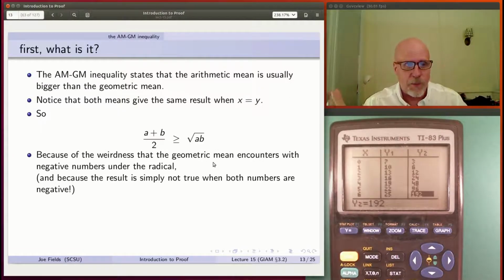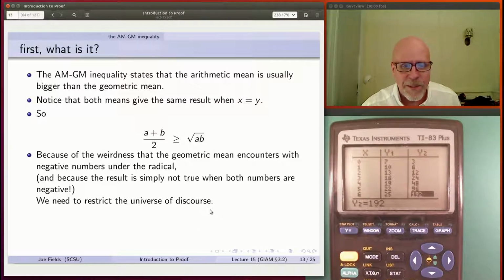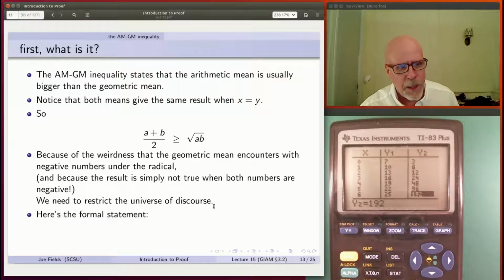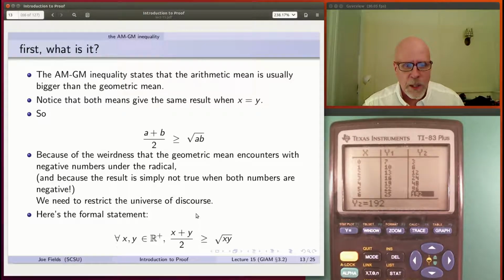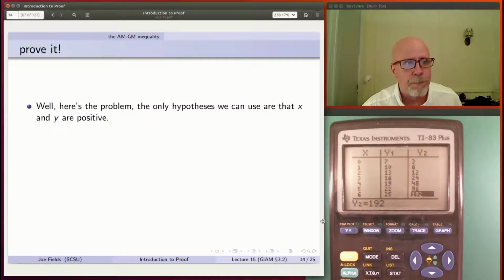It's sort of impossible to say when one of them is negative and the other not. So we restrict to positive real numbers. To put it formally, we restrict the universe of discourse. Here it is. Here's the formal statement. For all x, y in R plus, (x plus y) over 2 is greater than or equal to the square root of xy. Okay, so here's the problem. We've got hypotheses, and they're just that x and y are positive. That's all we've got to use. I don't see how we're going to go from x and y are positive to some inequality about the two different sorts of means.